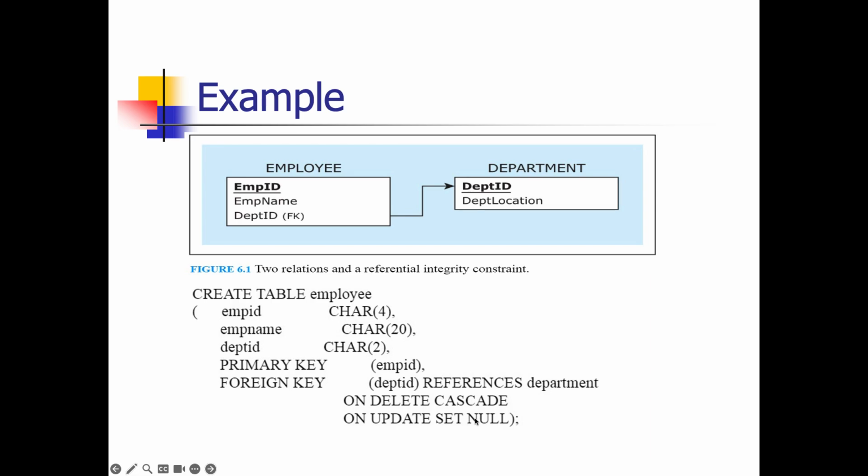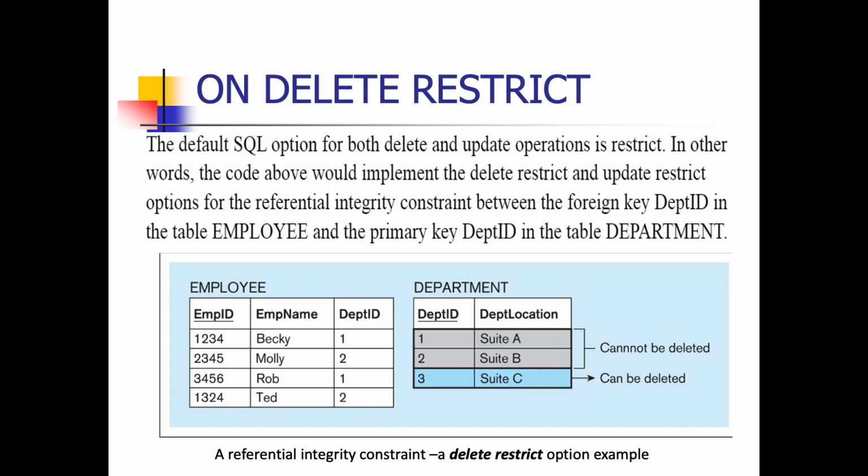On update set null, what happens? If you update a department, let's say you update EECS to electrical engineering, okay? You update the name EECS to electrical engineering. What happens? We said on update set null. So in the parent table, it just sets values to null. So here on delete restrict means if you delete, it should restrict it, right? It shouldn't let it happen. So if an employee is working in a department, that department cannot be deleted.